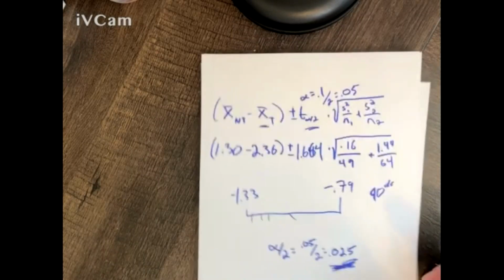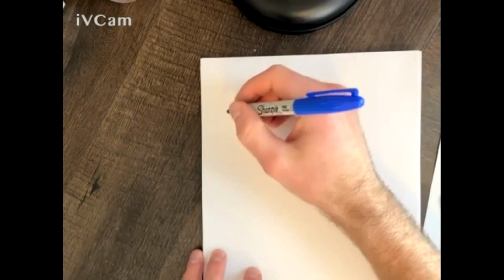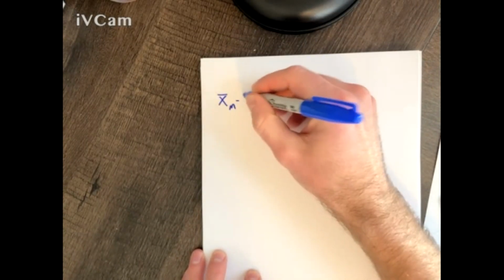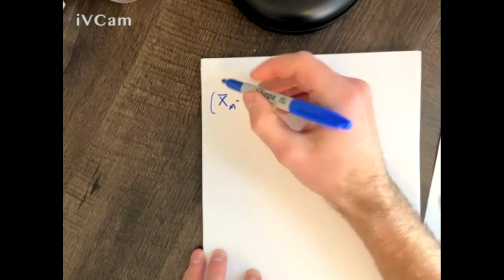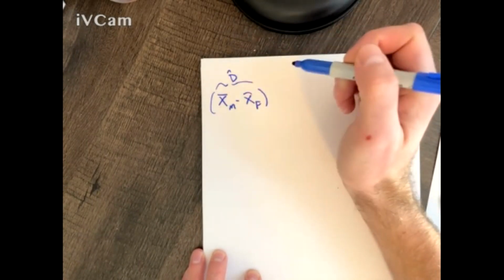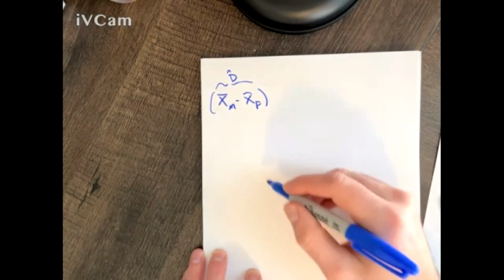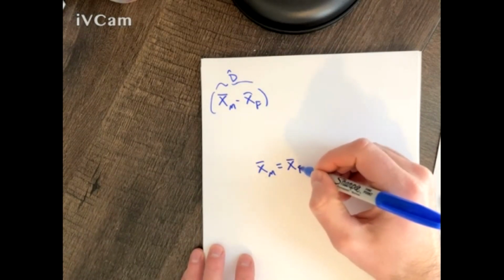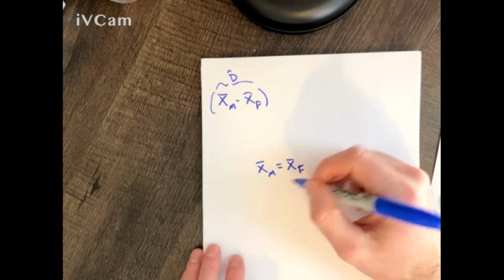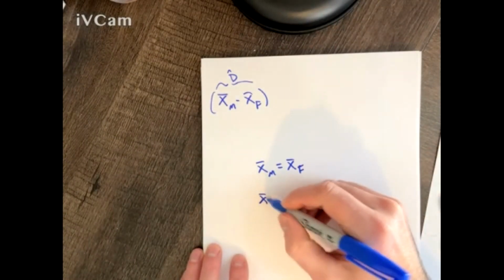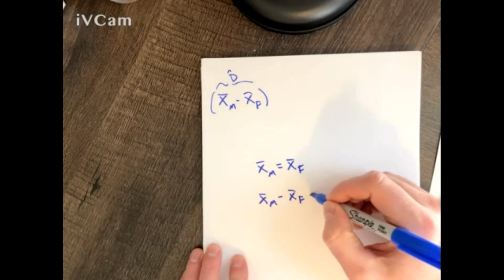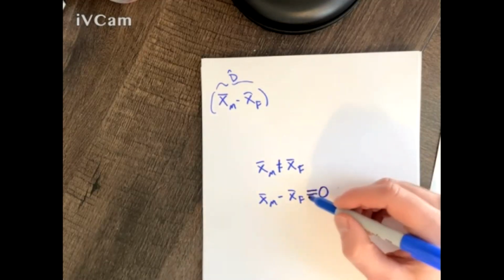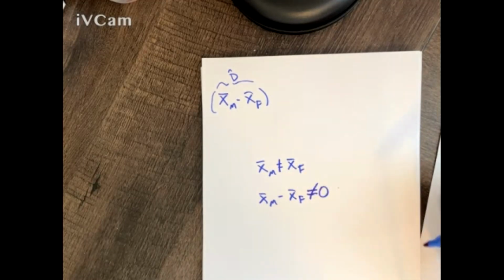Go to a new sheet here. So what I'm thinking about here is I want to take male minus female physician starting salaries. This is going to be my sample difference. If I just want to know, are they different from each other? What I'm really saying is, are these two values different? If I move the mean for females over by subtracting it from both sides, I'm saying they're not equal to each other. What I'm really saying is, is that difference anything other than 0?